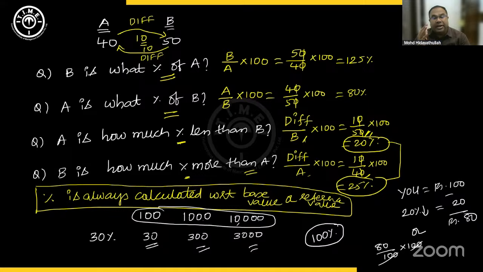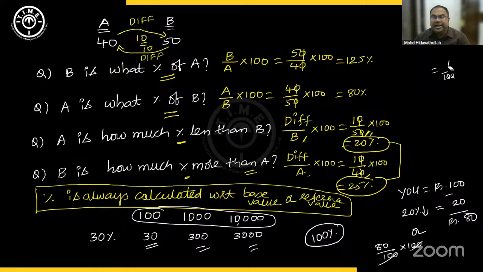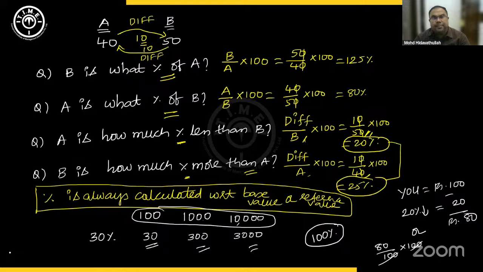I repeat, I have 10% lesser than you. So my value should be 100 minus 10, 90% of what you have, or I can say 0.9 times, because 90 percentage is nothing but 90 by 100, and 90 upon 100 is nothing but 0.9 times. I have 20% lesser than you: I have 80% of what you have, or 0.8 times. I have 25% lesser than you: I have 75% of what you have, or 0.75 times.